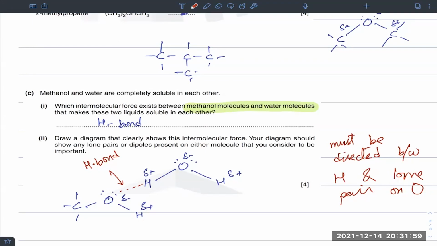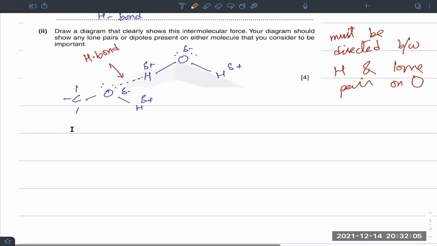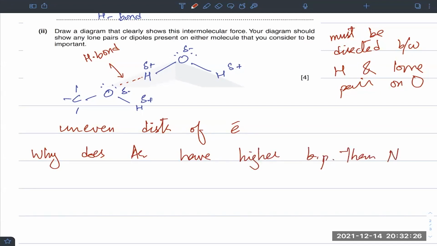Acha, what causes these? Where do they come from? It is the uneven distribution of electrons. That's what causes this. Okay, next question. Why does argon have higher boiling point than neon? जी बताएं.